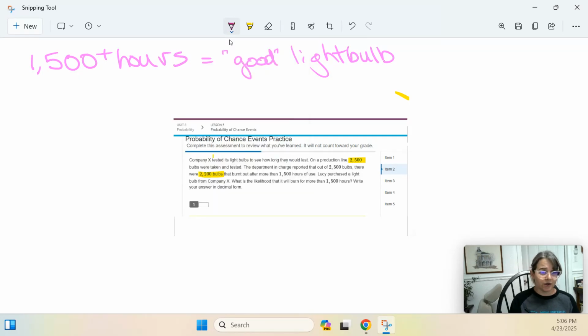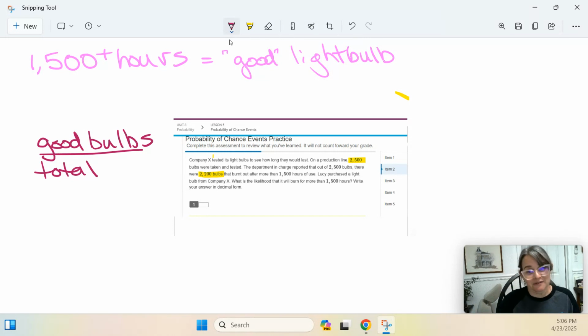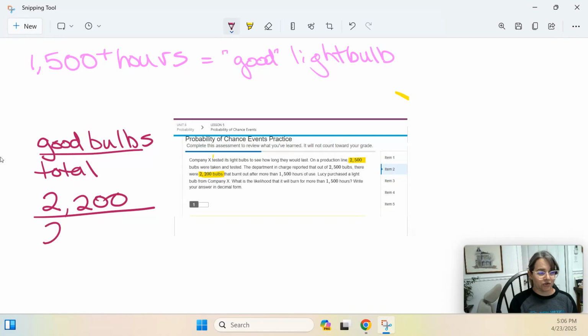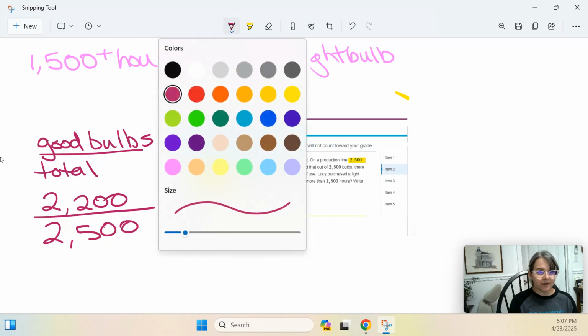All we need here is to look at the good bulbs over the total. And think about it, you guys, that's the experimental probability. That's the relative frequency. All this stuff is coming together in this example of a real world thing that people actually do. Okay, the number of good bulbs over the total. That's 2,200 over 2,500. Okay, and you can just divide that in a calculator.